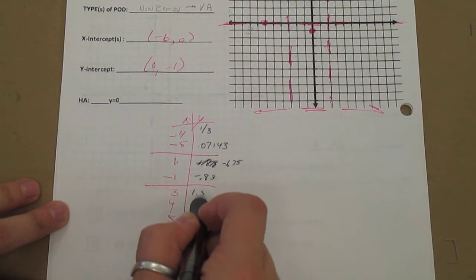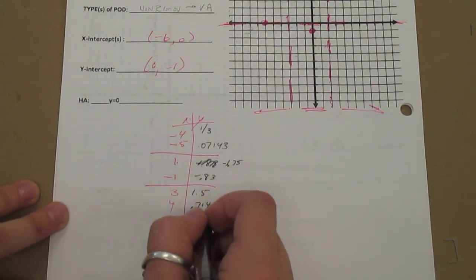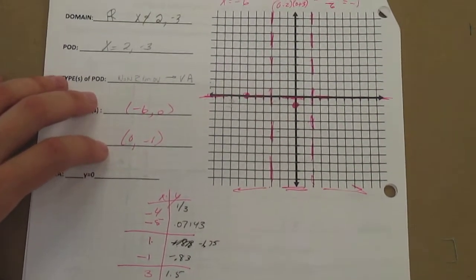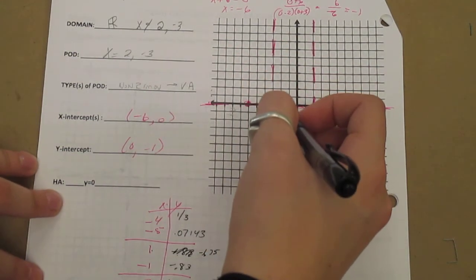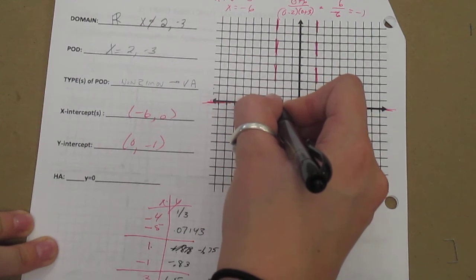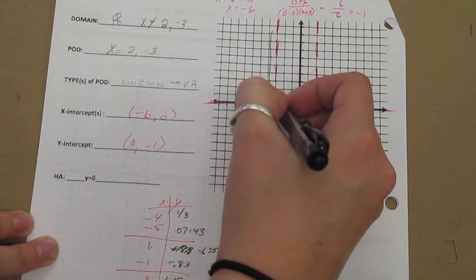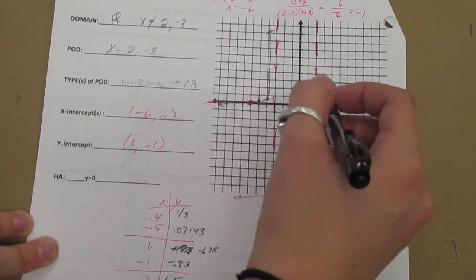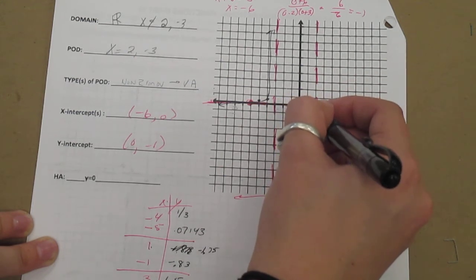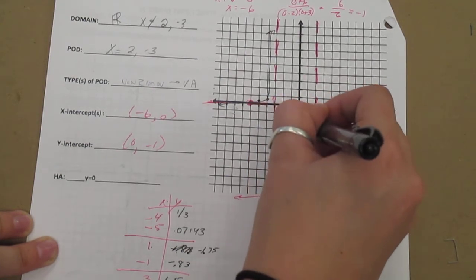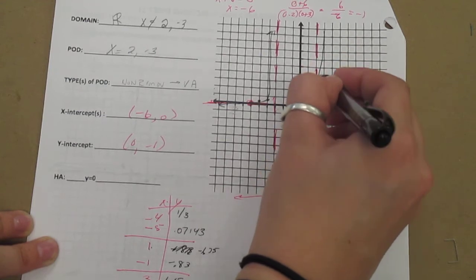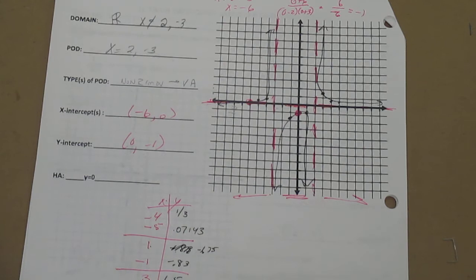3 is at 1.5. 4 is at 0.714. And 5 was at 0.458. So I'm going to go ahead and plot those points now. There you go. It's number 2, the second page in your packet.